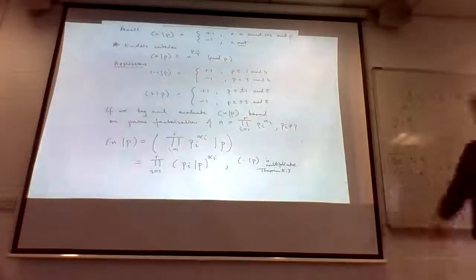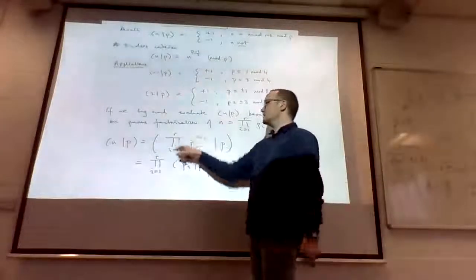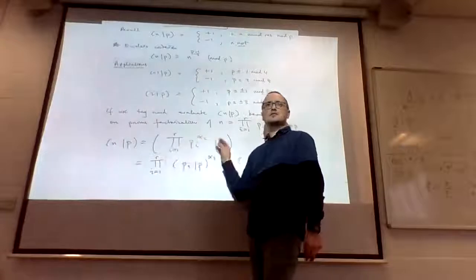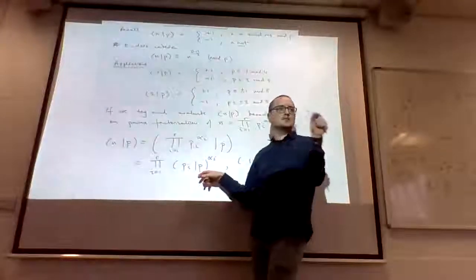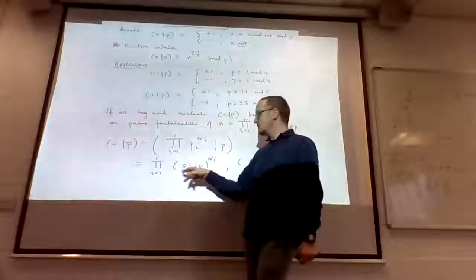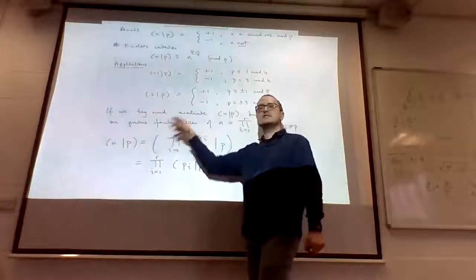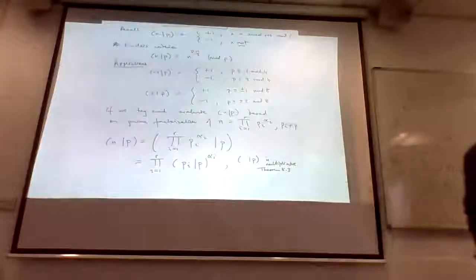Okay? So we've applied that here. It's a multiplicative thing, so this big product all floats outside. You get a big product of many individual Legendre symbols, one for each prime that features in the prime factorization of n.